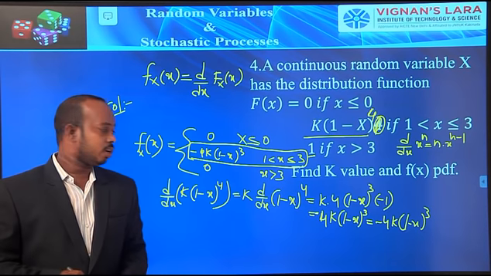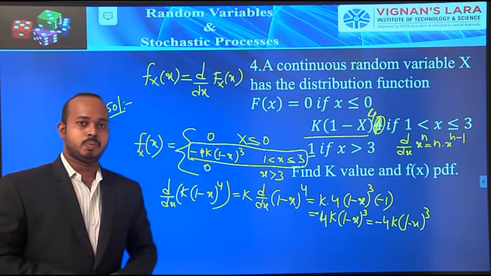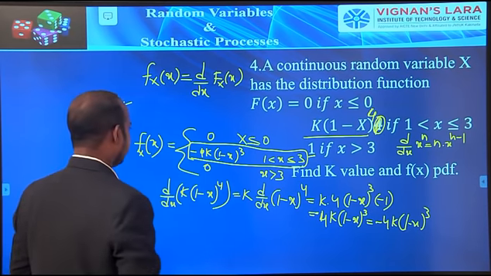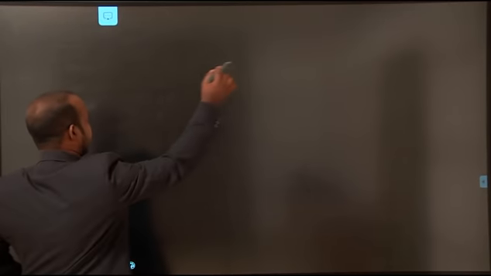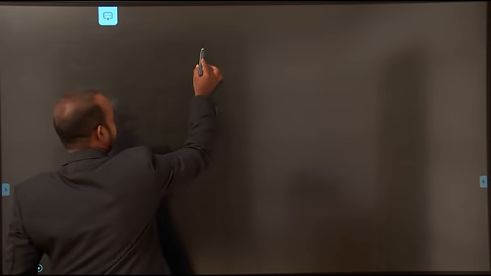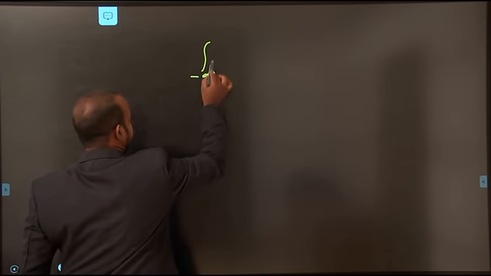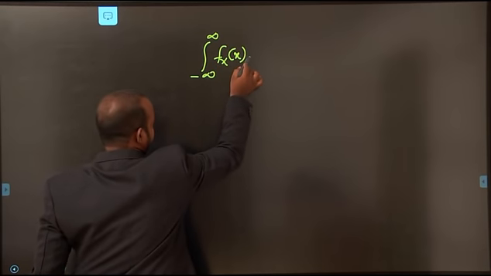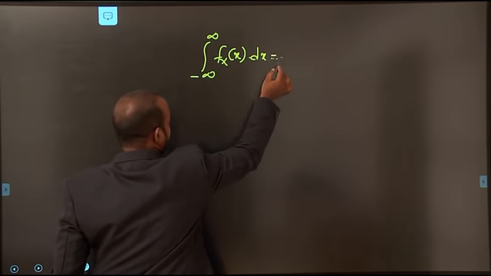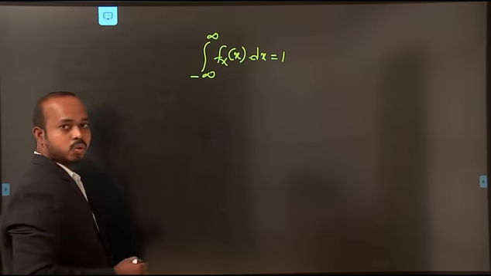By using that one, we can find the k value. Now I am simplifying this equation according to the second property. The second property is the integral from minus infinity to plus infinity of f(x) dx is equal to 1.